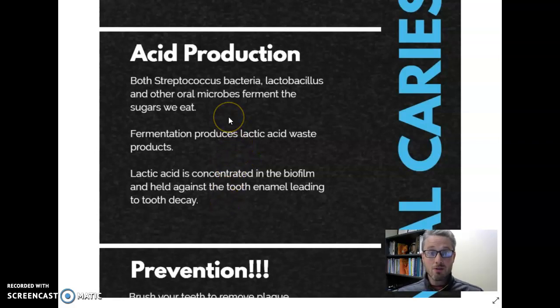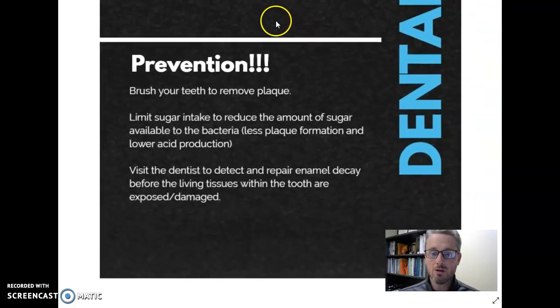So, pretty simple story. These microbes always live in our mouths. They convert some sugars that we eat, sucrose specifically, into glucans to form this biofilm plaque on our teeth. And then they ferment sugars, producing acid. The acid breaks down the enamel of our tooth. We have a cavity. So what can we do to prevent that?